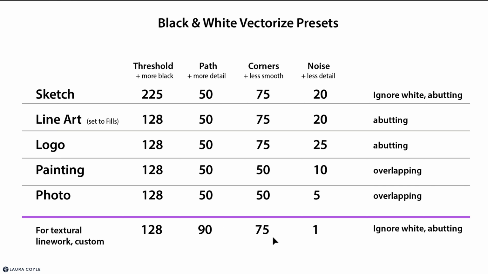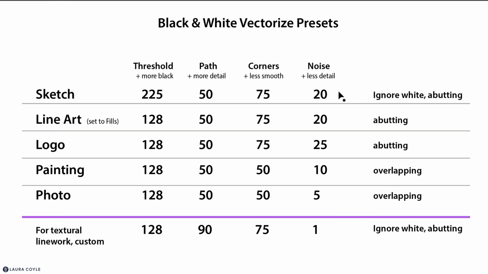Corners for something that's textural, I like more corners. So in some cases we have a corner setting of 75 for sketches, for line art, for logos. Like I had said before, you want more corners in your logos so they don't look melted. But painting and photos, they lower the corner numbers for those presets. So I'm setting mine generally to 75, but it all depends on the art.